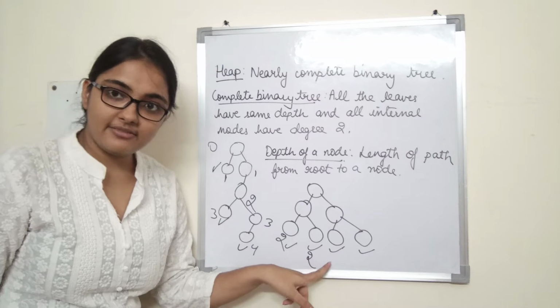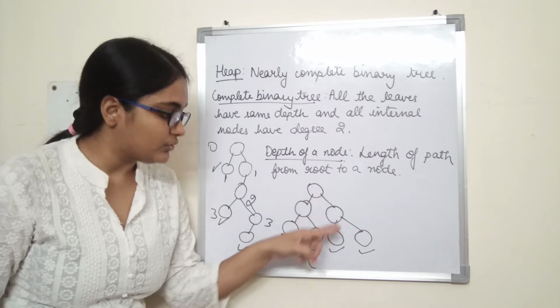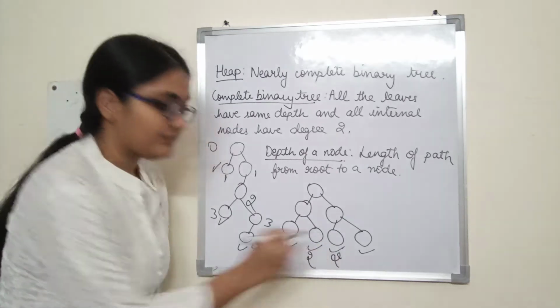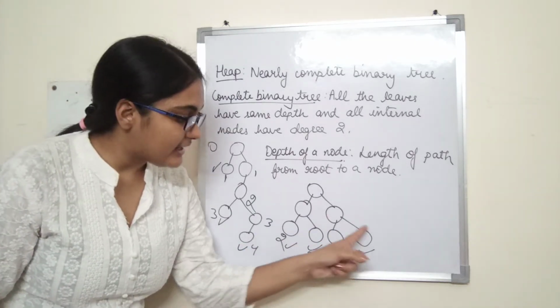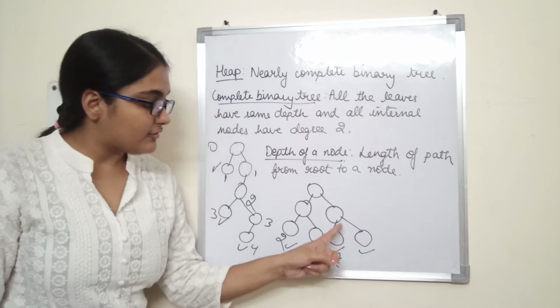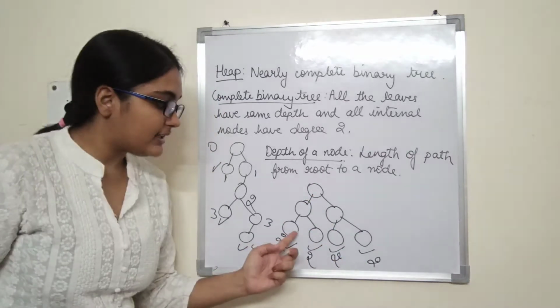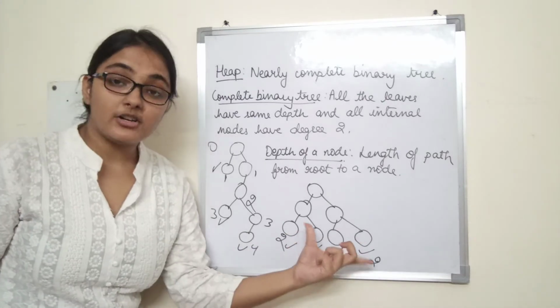What is the depth of a leaf? It is the length of the path from root to this node. From root to this node, if it traverses, the depth of the node is 2. And again, the depth of this node is the length of the path from root to this node, 1, 2. So these are all the leaves, 1, 2, 3, 4. Why? Because they do not have any children.